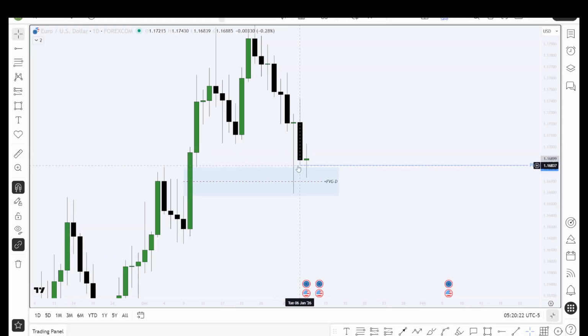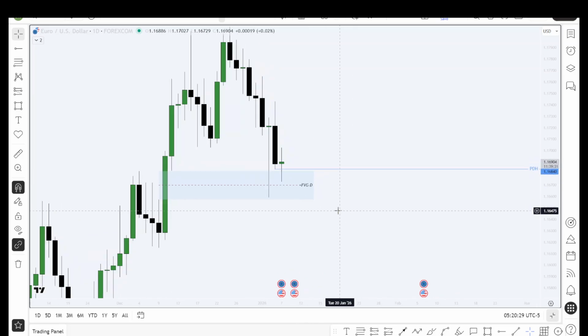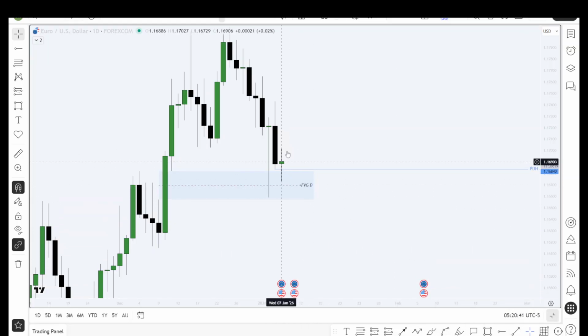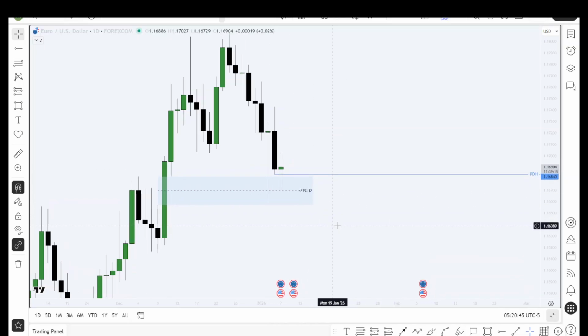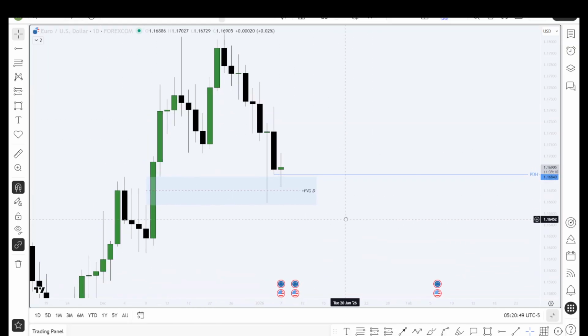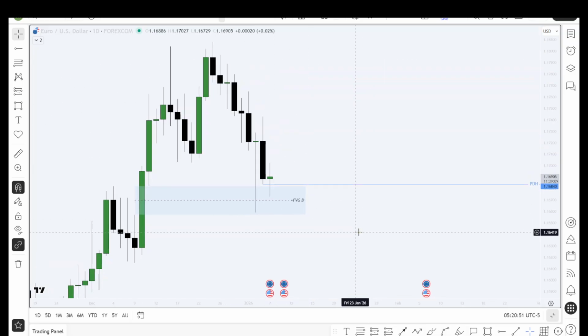Then yesterday came short, touching this fair value gap, but also closing above the fair value gap. And today, price action already tapped into the fair value gap, fell short to touch the consequent encroachment, and is now moving higher and also took out previous day low. Overall for me, trend is bullish. So this is just a reversal.